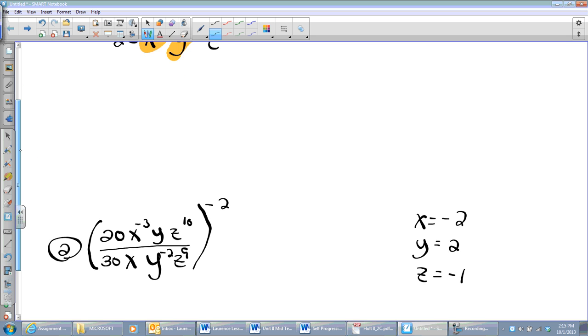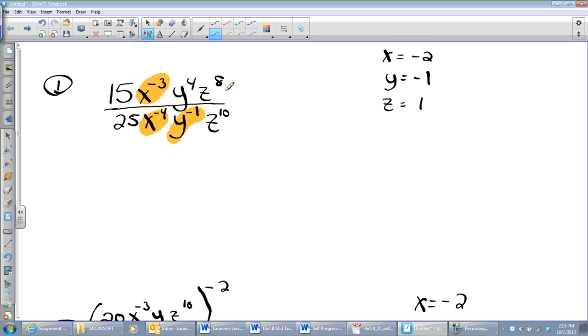Okay, getting back to this problem here. I am going to rewrite this problem with positive exponents. I'm going to have 15 over 25. Now the x to the negative third will go to the denominator as an x to the positive third, because the negative exponent means use the reciprocal. And an x to the negative fourth will go to the numerator as an x to the positive fourth. I'll have a y to the fourth in the numerator. This y to the negative first will also go to the numerator and become a y to the first.